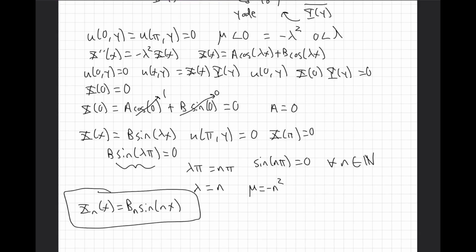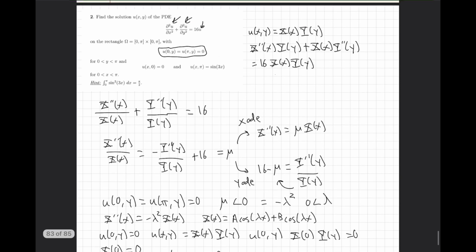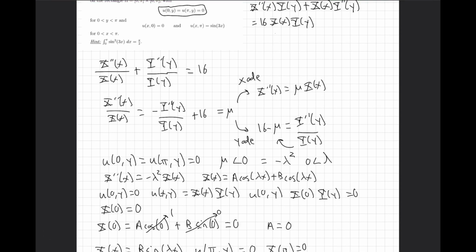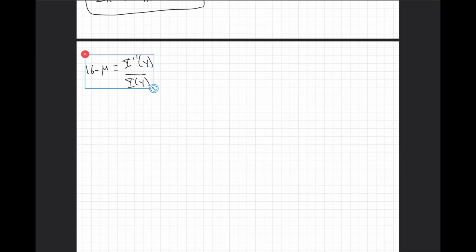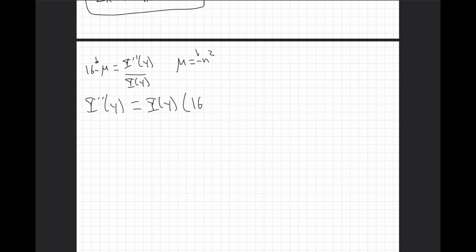We got this solution, and now we can take a look at what we do for the y ODE. So I'm going to go ahead and copy and paste this. We just said that mu is equal to negative n squared. So we can update this equation to Y double prime of y is equal to Y of y multiplied by 16. We have a negative here and a negative here. That becomes plus n squared. Now, I usually like to write these in front.